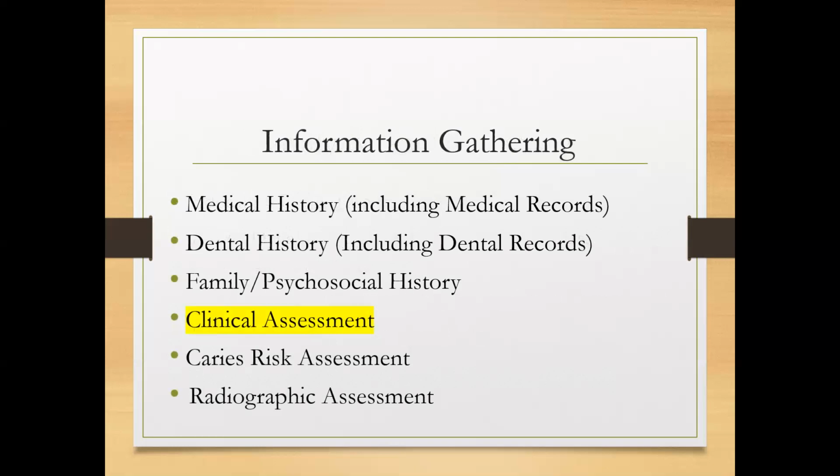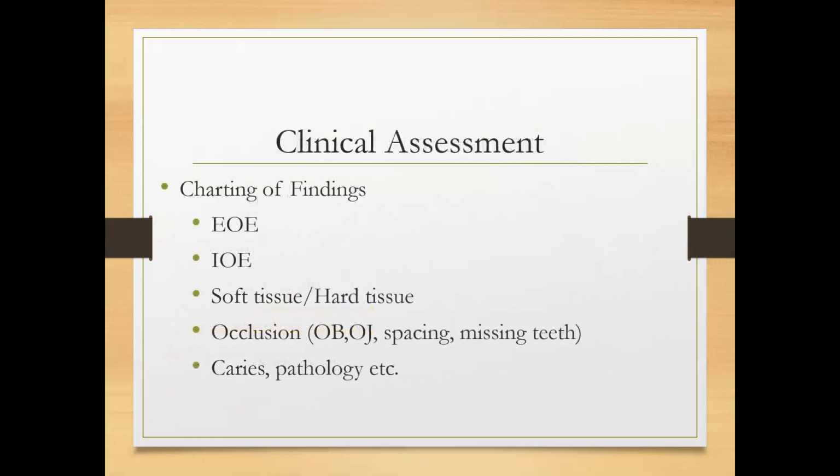So clinical assessment. I want to point out, as you're gathering all these clinical things that you're looking for, like your extraoral exam, you're going to have findings that you'll document in the chart. Intraoral exam, you'll have findings as well, including soft tissue, hard tissue, occlusion, which may be your overbite, overjet, spacing, missing teeth. And then you're looking for caries and pathology, etc.